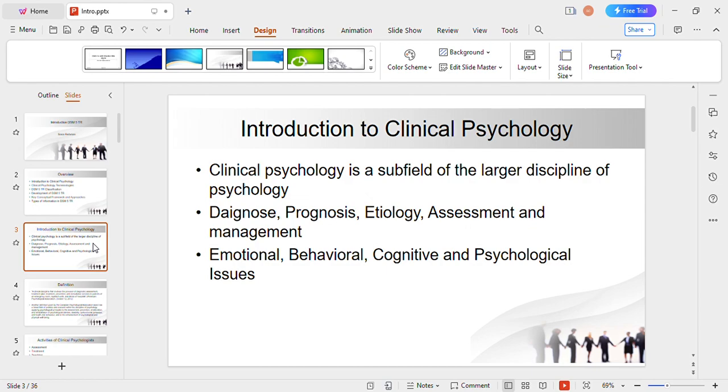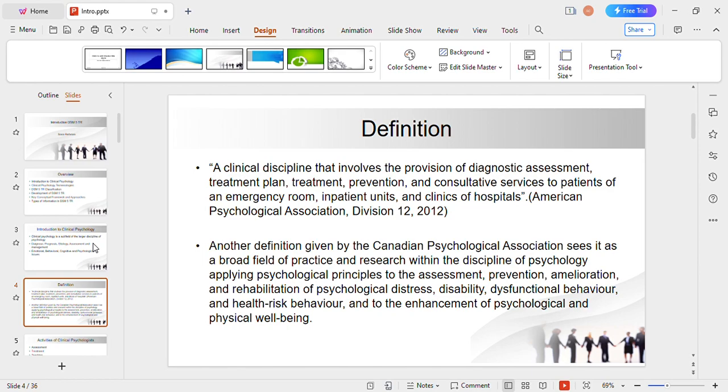So, that was a layman description of clinical psychology, but if we talk about the formal definition of clinical psychology, I'll be sharing two very authentic definitions with you. The first one is given by the American Psychological Association, and according to them, clinical psychology involves the provision of diagnostic assessment, treatment plan, treatment prevention, and consultative service to patients of an emergency room, inpatient unit, and clinics of hospital.